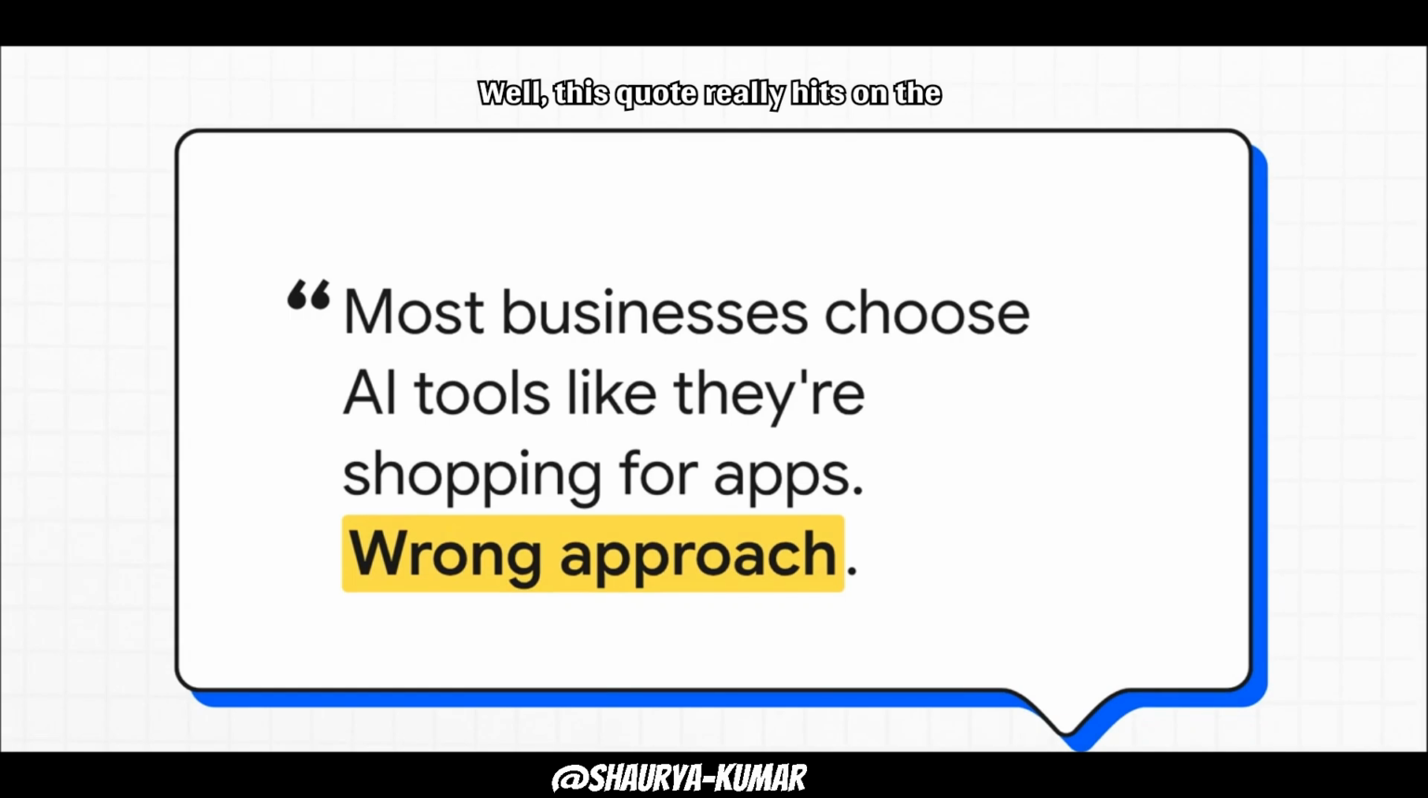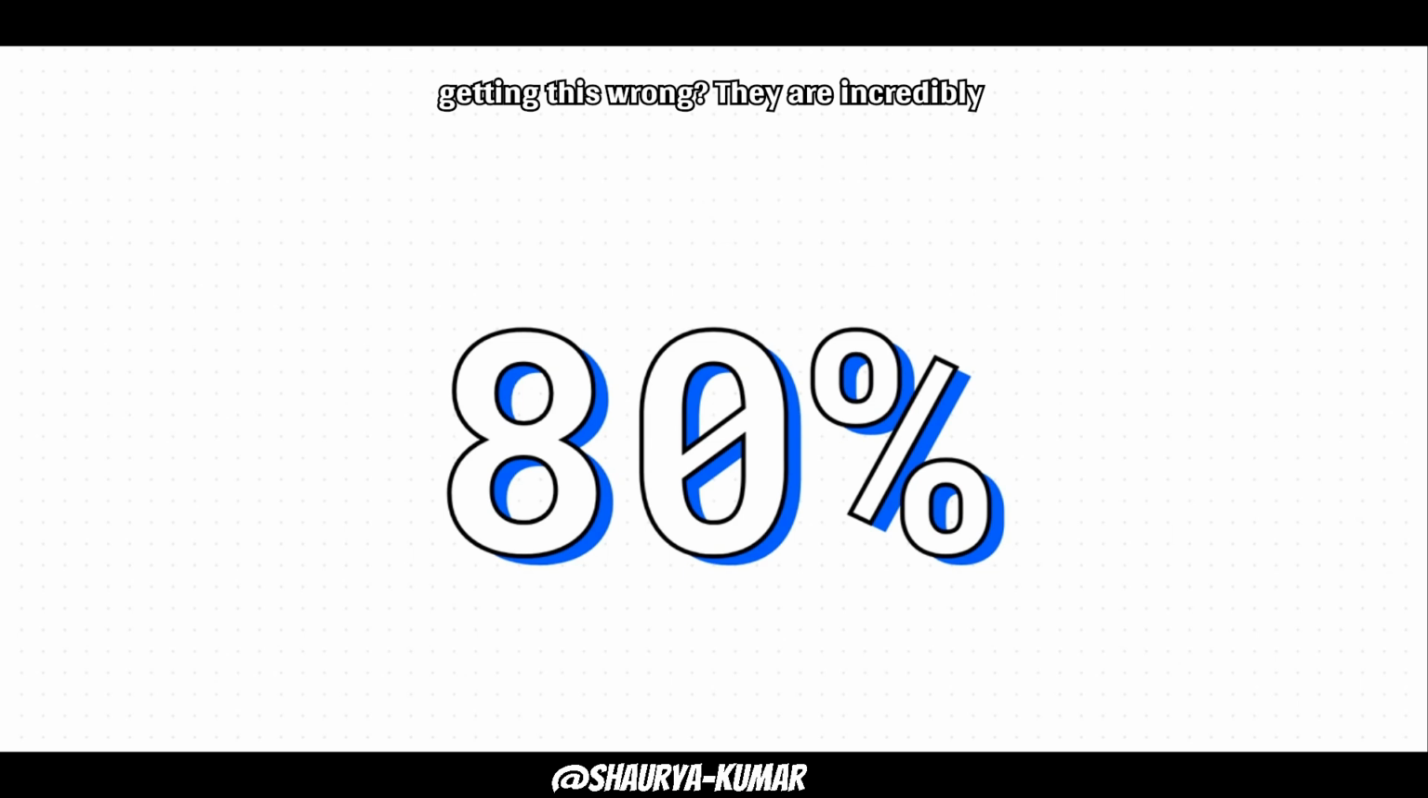Well, this quote really hits on the fundamental mistake that most of us make. We compare feature lists, like we're picking out a new app for our phone, but that is absolutely the wrong way to think about it. The secret isn't finding the one best tool, it's about finding the right tool for the specific job you need to get done. And the stakes for getting this wrong, they are incredibly high.